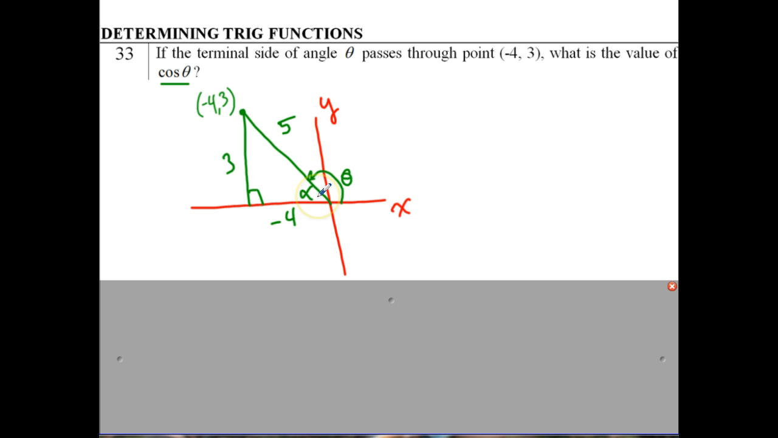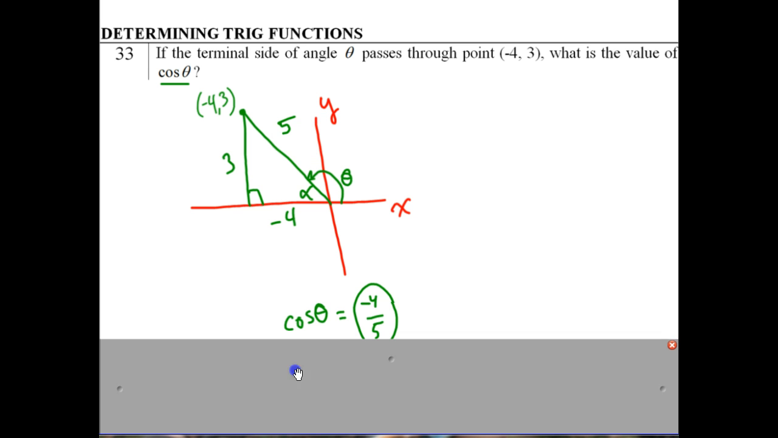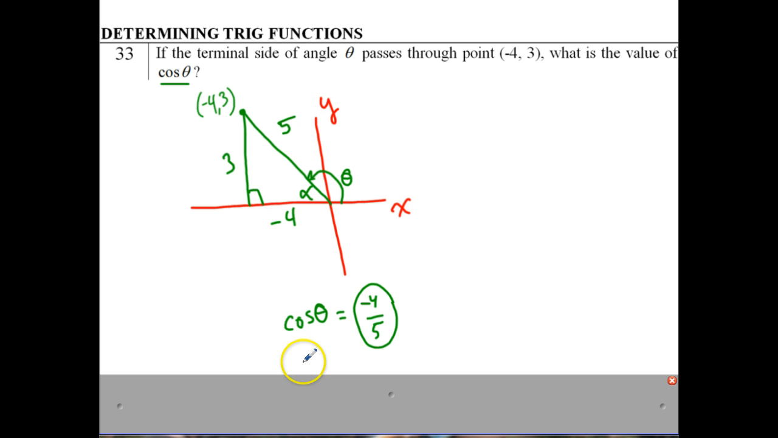Now that we've got our sketch, it's just a matter of answering the question. That's pretty easy if you know your SOHCAHTOA. So cosine of theta is the adjacent over the hypotenuse. So the cosine is just negative 4/5.